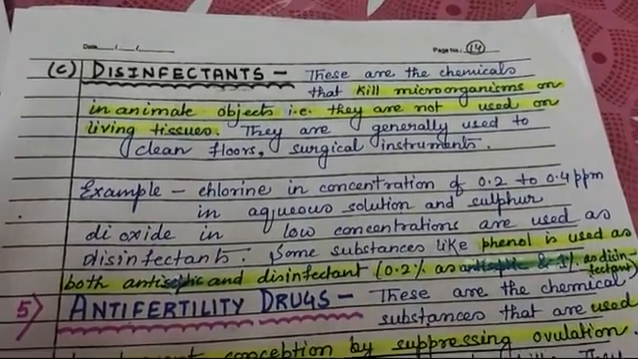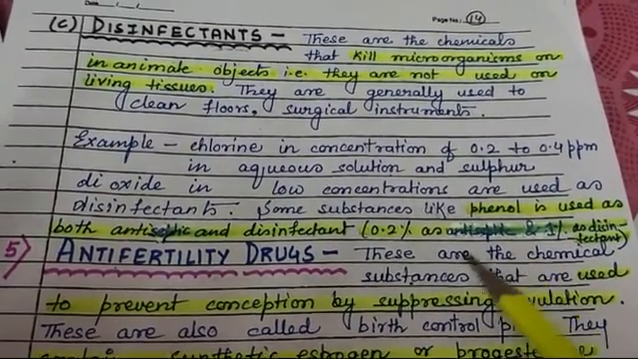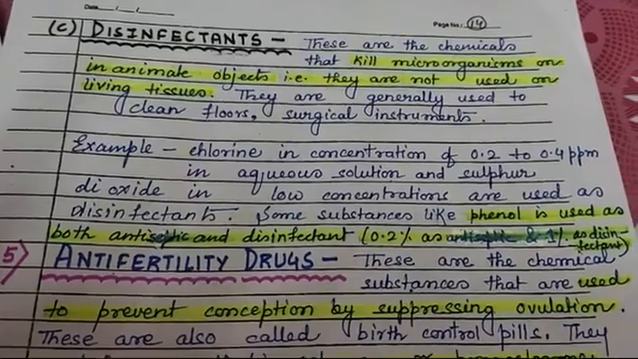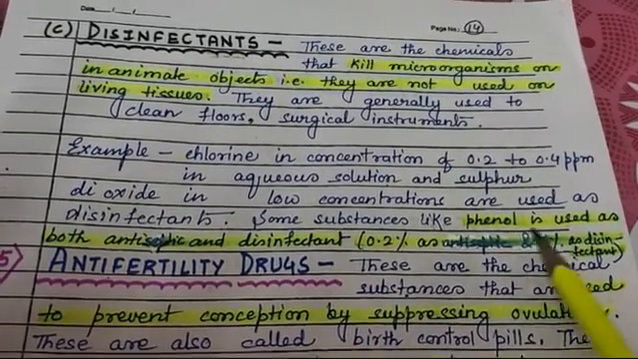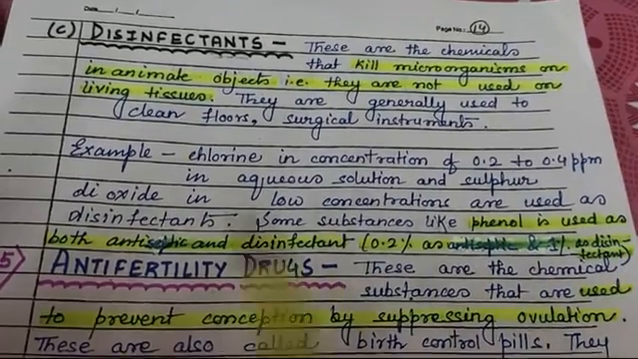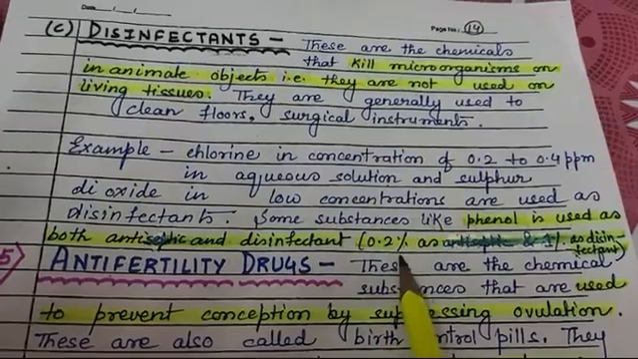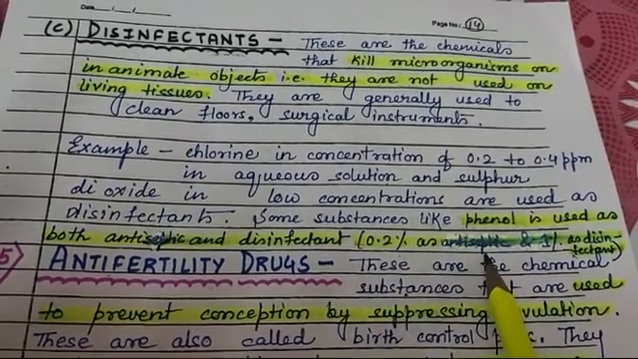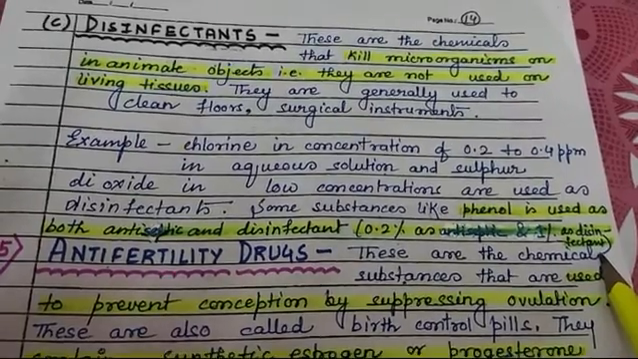disinfectant. In fact, I need to stress one thing, children. There are a few substances which in low concentration act as antiseptics, but in high concentration they act as disinfectants, like phenol. Phenol is used as an antiseptic as well as a disinfectant. 0.2% phenol is used as an antiseptic, while 1% phenol is used as a disinfectant.